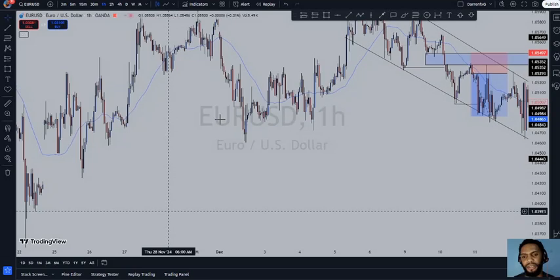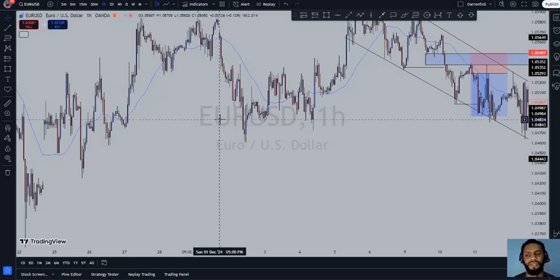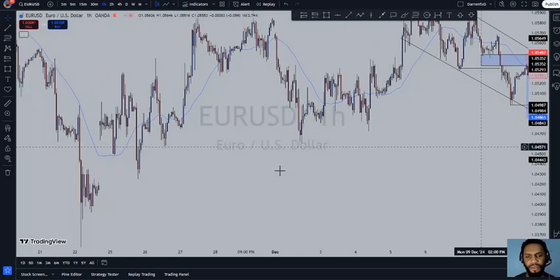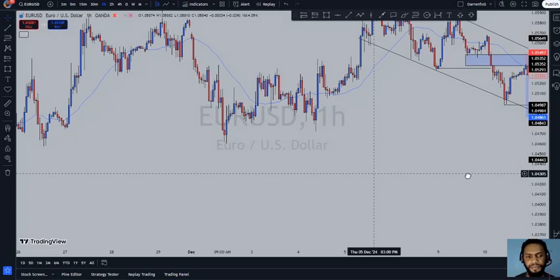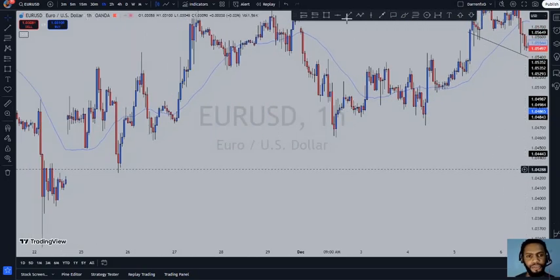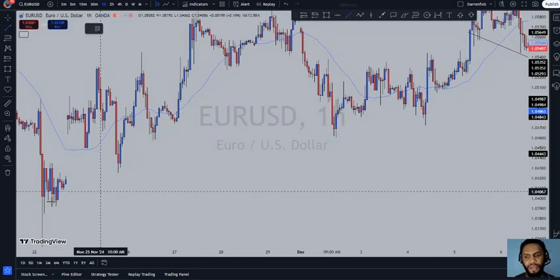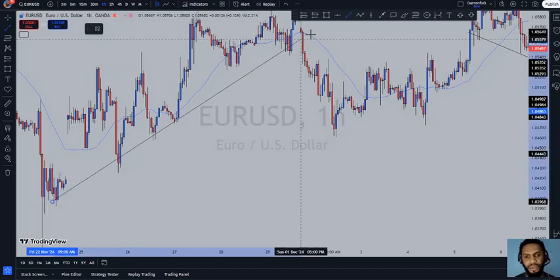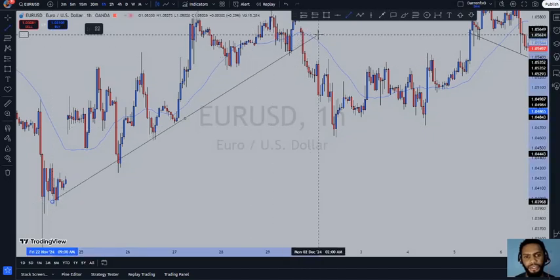The similar thing applies, just like in the downtrend. You'll just have your trend line. Let me just pull this across. You'll have your trend line, and you'll draw your trend line from the very point where the up movement started, right? So you draw your trend line there.